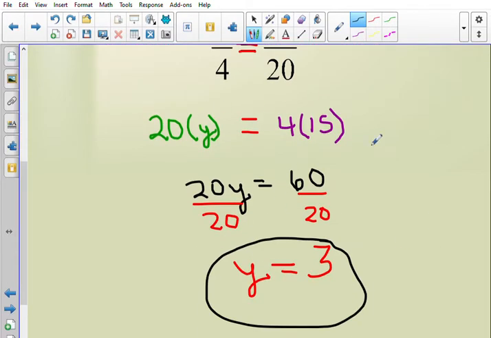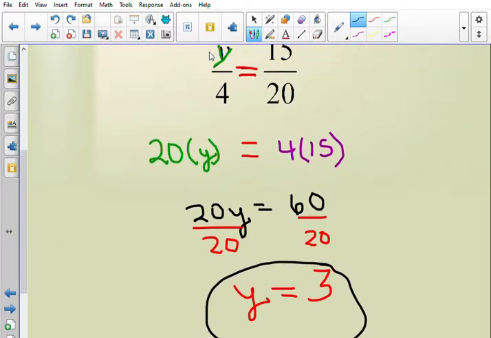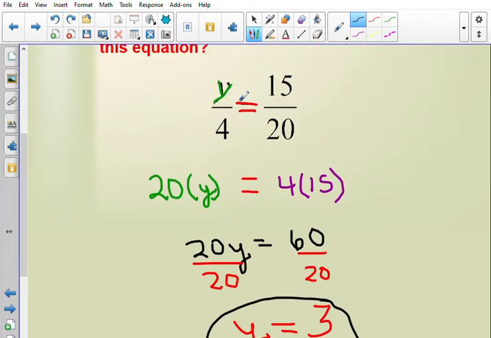Now, I need the work. Some of these you're going to be able to see. Some of you might have been able to conclude that that was 3 without doing any work on your paper. I need to see the work. So if you did it another way, you have to show me the work. Realistically, what I'm hoping for today is that we learn to cross multiply to solve.